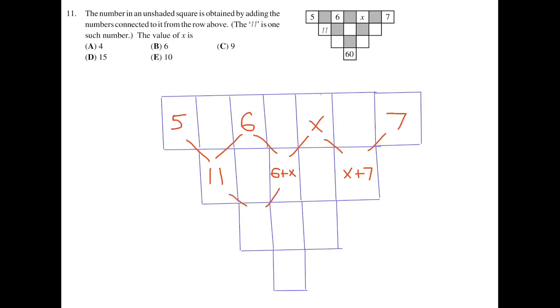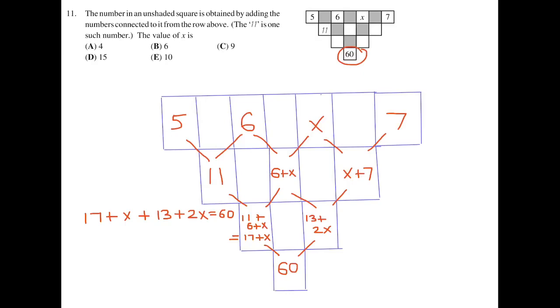These two are added, so 11 plus 6 plus x, which is essentially just 17 plus x. These two are added, so we get 13 plus 2x. And finally, we have 60 here. That's what they gave you in the question. So we have to figure out x. Well, that means that this plus this is 60. So 17 plus x plus 13 plus 2x is equal to 60, right?